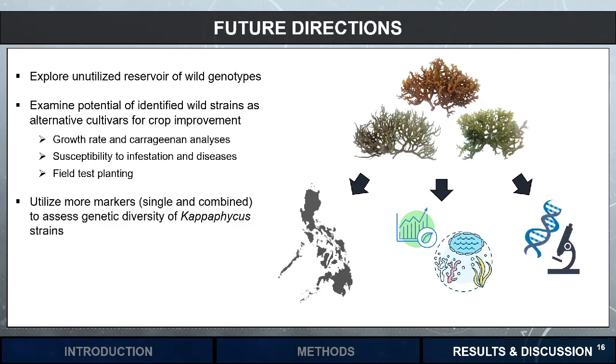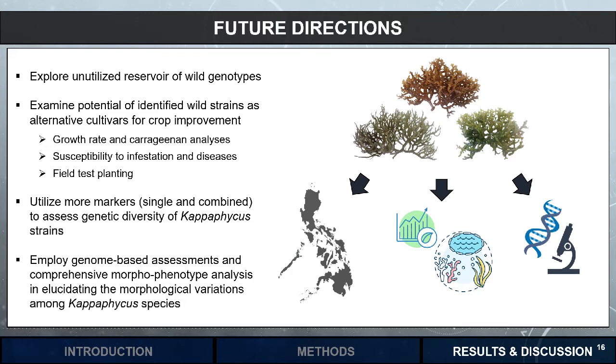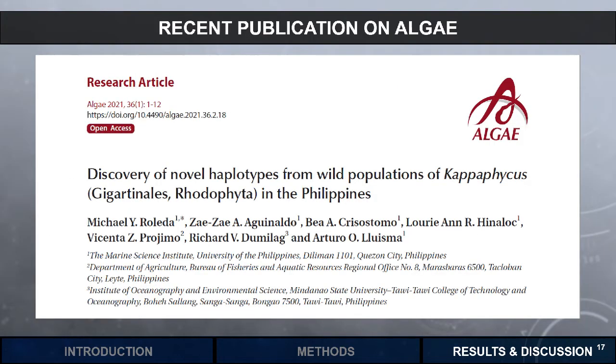The use of more markers, as single or combined, is also needed to further assess genetic diversity, and the employment of genome-based assessment and comprehensive morpho-phenotype analysis is needed to elucidate the morphological variations among Kappaphycus species. Results of our study are now published in this paper.